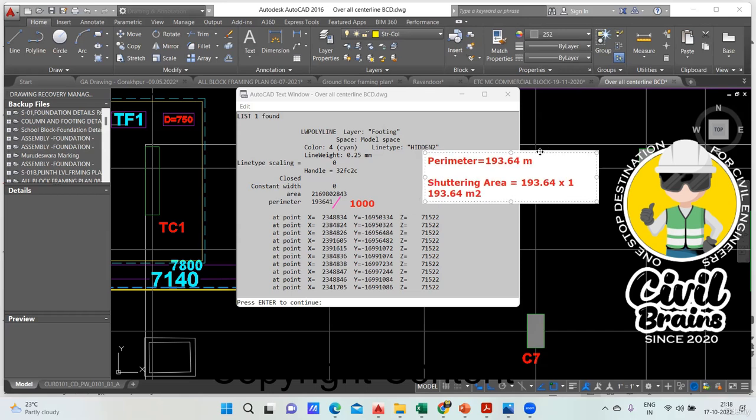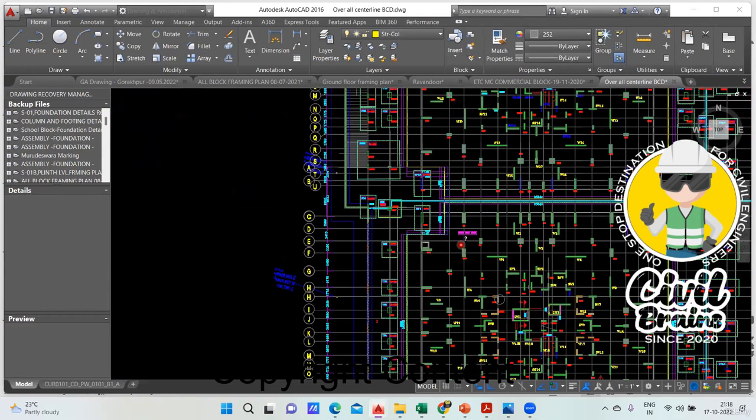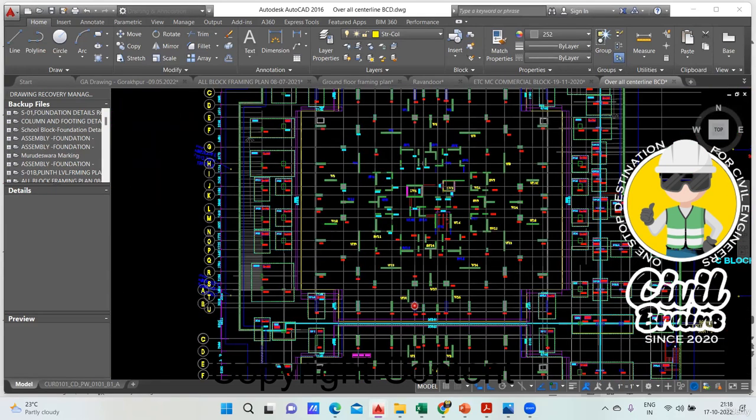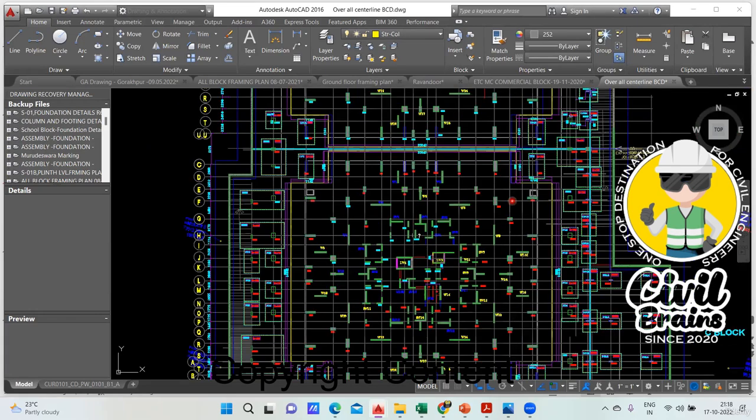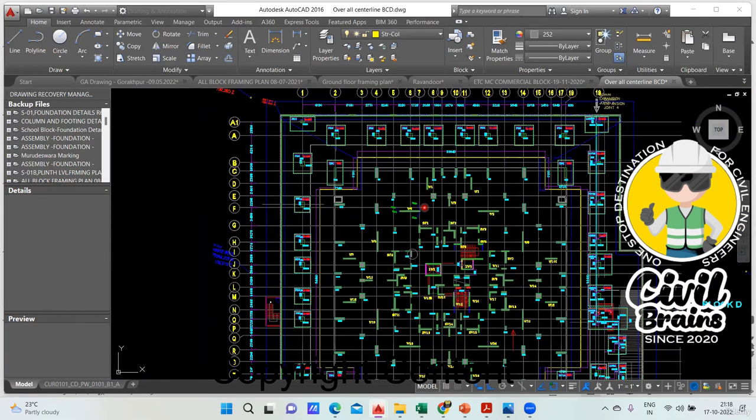So this is how we are supposed to take care of the raft foundation. Very simple. If instead of an irregular shape, here also there is one more raft footing, and here also there is one more raft footing. They have given all these raft footings, and outside it is isolated.